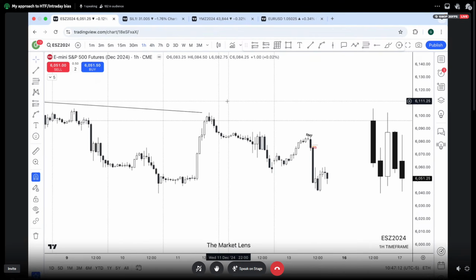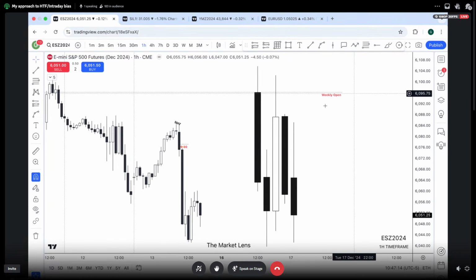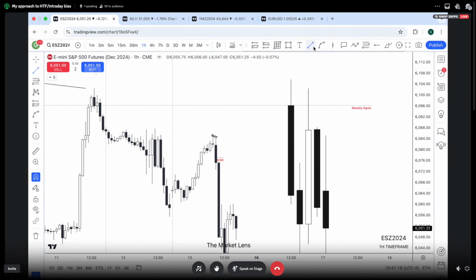This is where intraday profiles come in, right? So what we have here is a manipulation, right? So the profile. Ideally, we want to see manipulation or some sort of opposing candle supporting price.